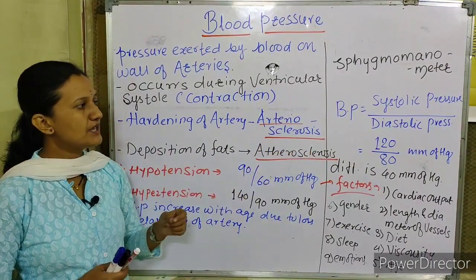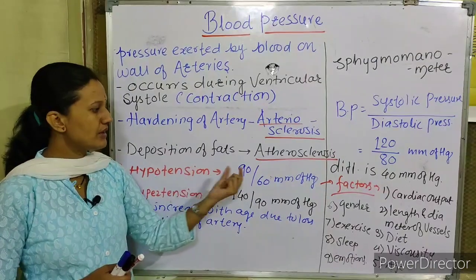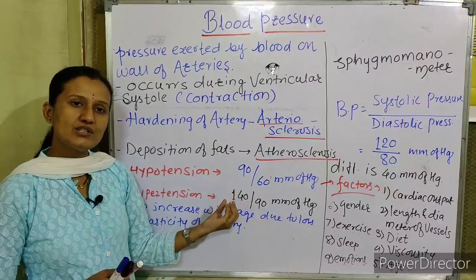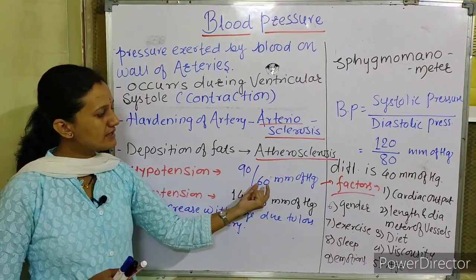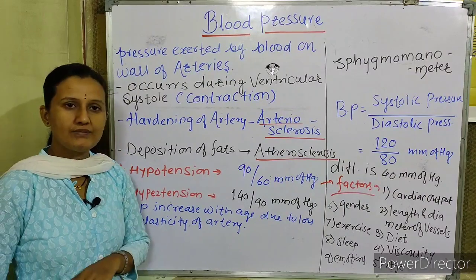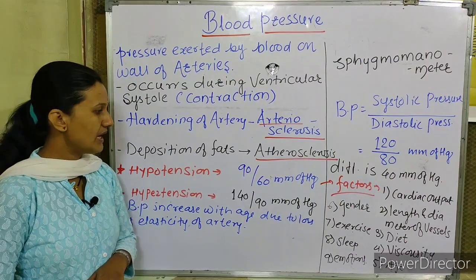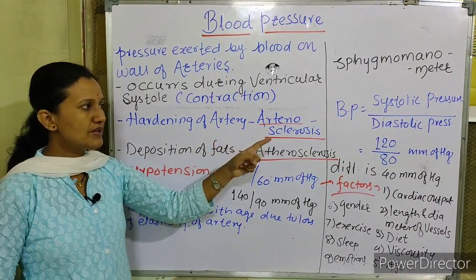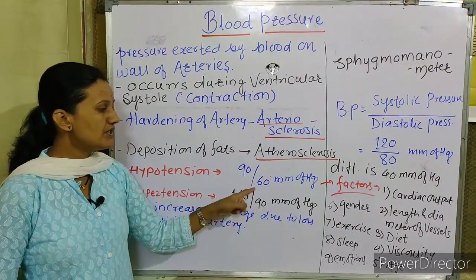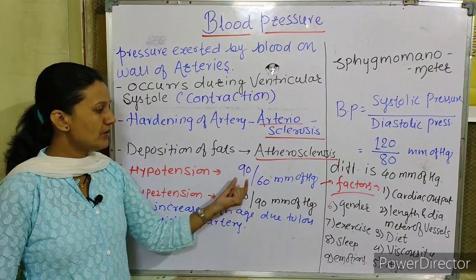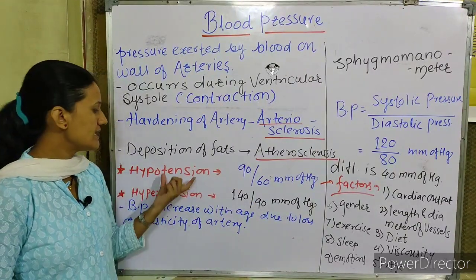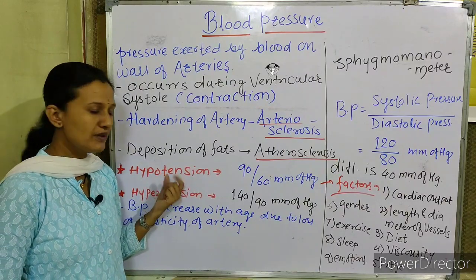If systolic blood pressure decreases to about 90 from 120, 120 से 90 झालं, and diastolic blood pressure decreases to 60, then it is called hypotension, lowering of blood pressure. That is, when BP is about 90 divided by 60 mm of Hg, it is called hypotension, low होतं blood pressure.